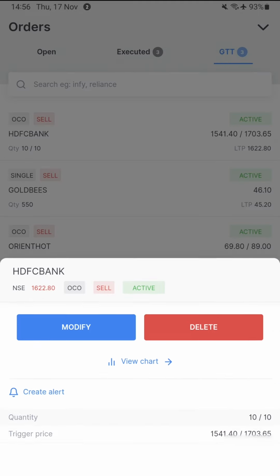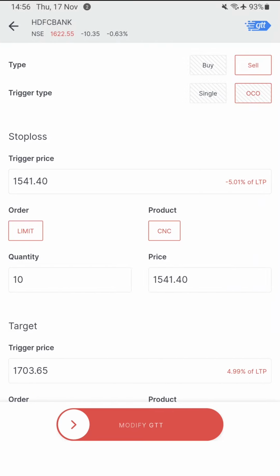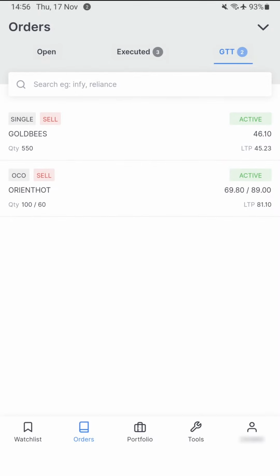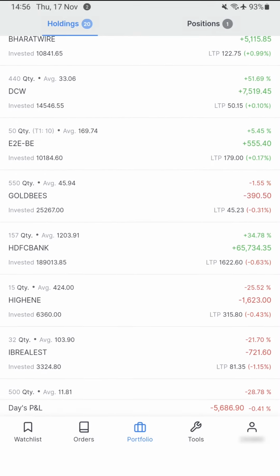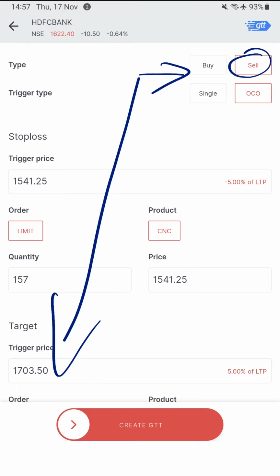If I want to modify this order, I can click modify. So I'll click modify, and I have an option to modify these. I can also go back, click this, and say I want to delete, and you can delete this order as well. Now there was a second kind of GTT which we saw. If I go back to GTT, within sell, by the way, you can use GTT for buy as well, and do see my video for understanding how that is done. I'll give you a link in description.